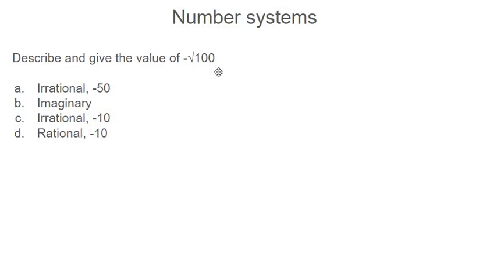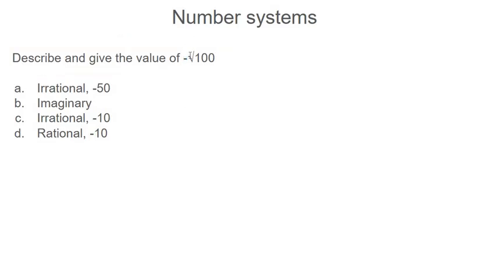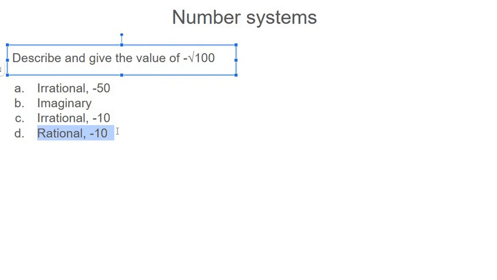If you're wondering where the -1 came from, it's because of this negative symbol. My teacher has drilled it into my brain that you need to act like there's a 1 there, even if there's not. So that will just give us the rational -10.